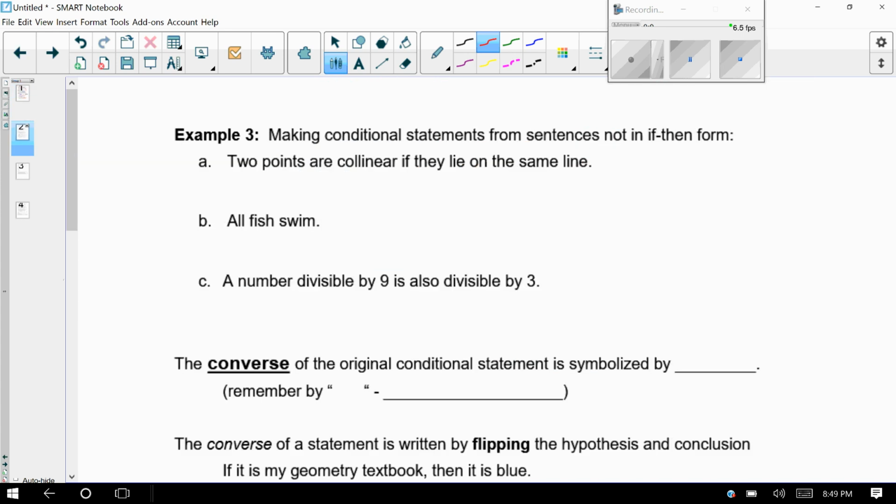Making a conditional statement from just a sentence. A conditional statement means we have to have if and then in it. So two points are collinear if they lie on the same line. After the if, that is your hypothesis. It's not always in the beginning of the sentence. Sometimes it could be in the middle. But we're going to have to rewrite it so that it's in the beginning. So I'm going to write if, and then we're going to write the part that's after the if. Two points lie on the same line.